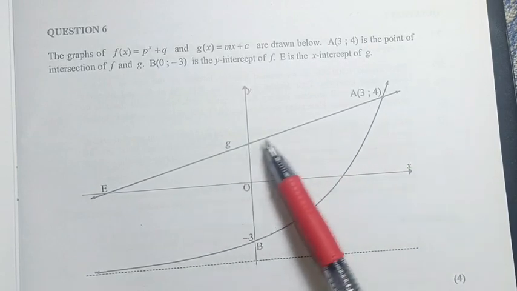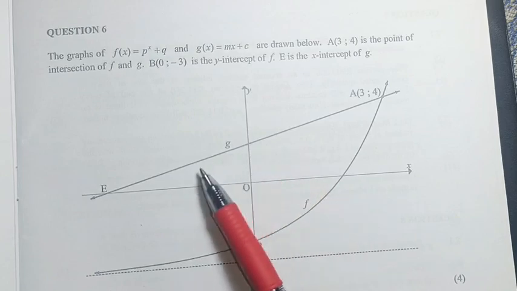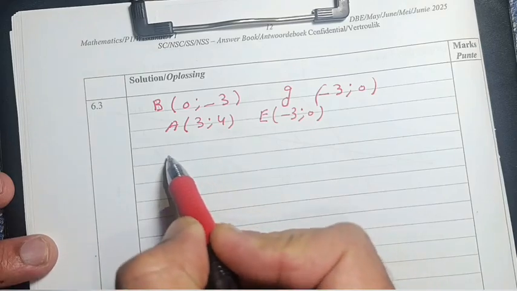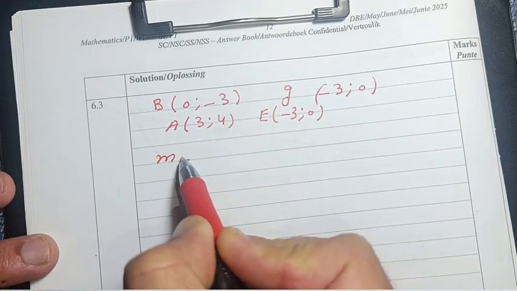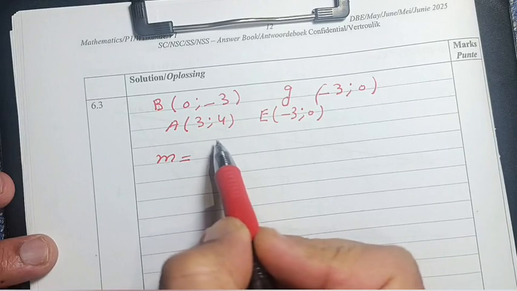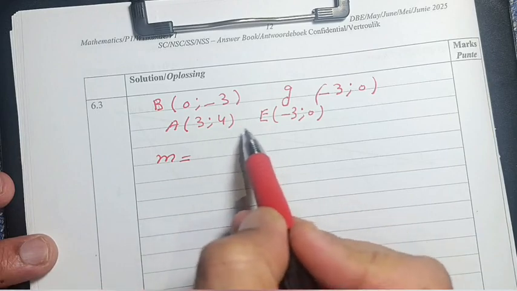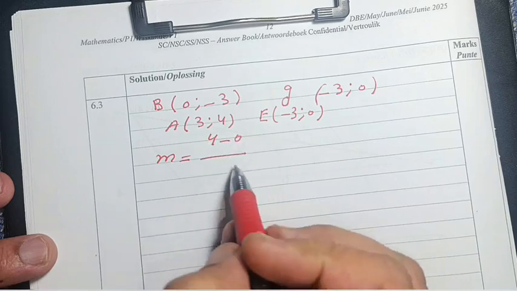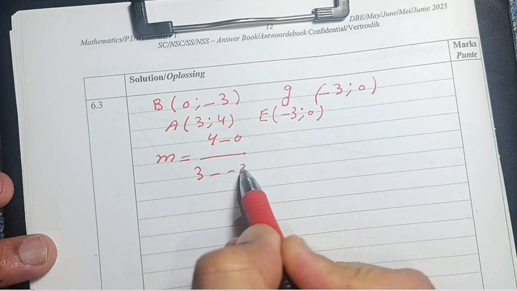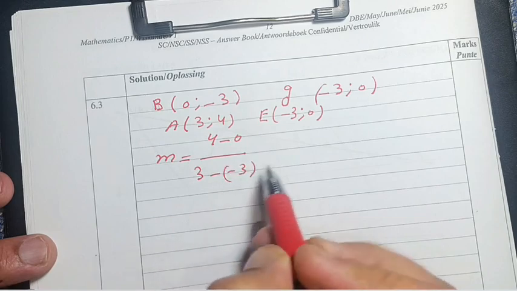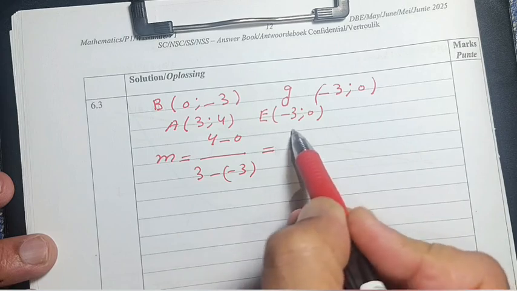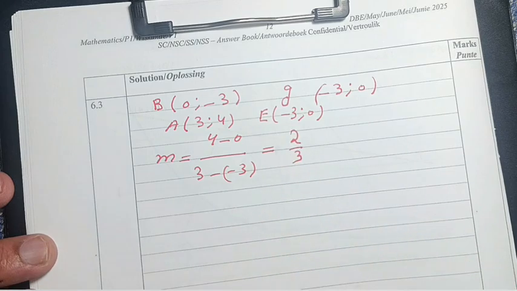Now we need to find the equation of G, y is equal to mx plus c. So we're going to use the gradient formula. First we need to find the gradient. Easy work now: y2 minus y1 over x2 minus x1. So I say 4 minus 0 over 3 minus -3, negative from the formula. I use the calculator. Answer is 2 over 3.